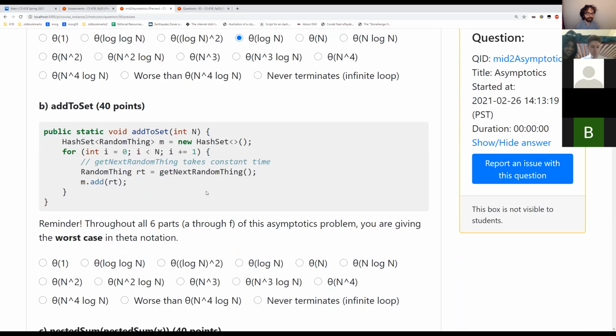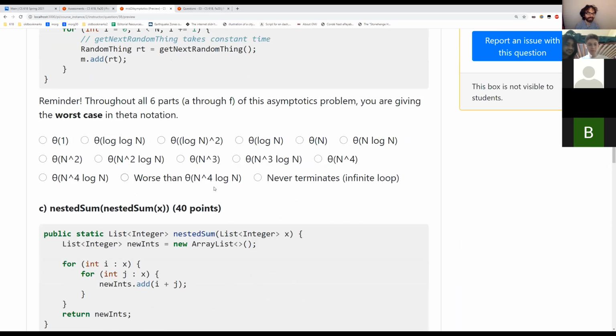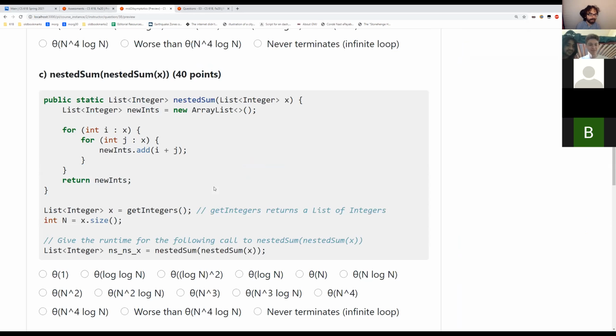Okay. Here's one. This one's a little richer. So this one requires us to know what a hash set is. So next. All right. I'll have to save that one for later once you know what hash sets are. Okay. Oh, this one's interesting.